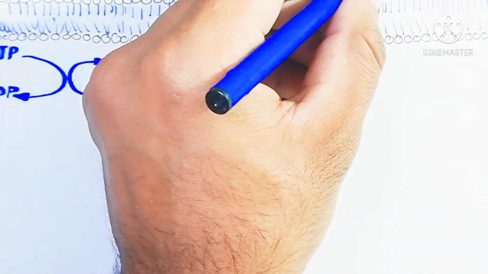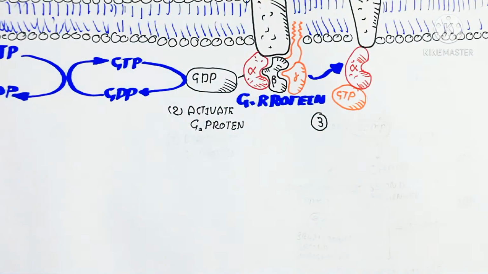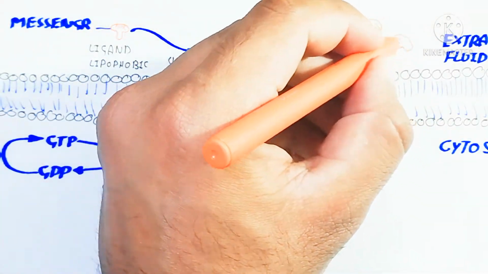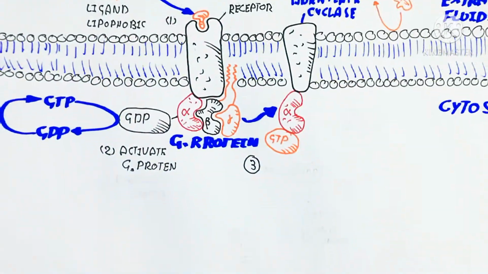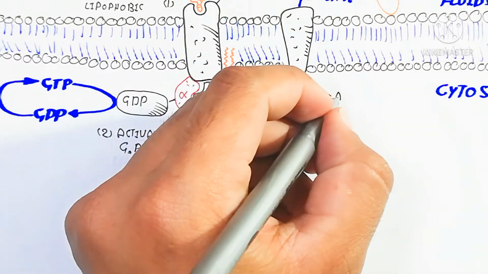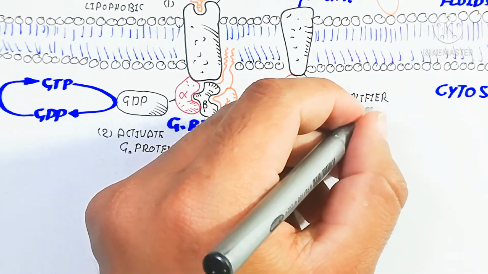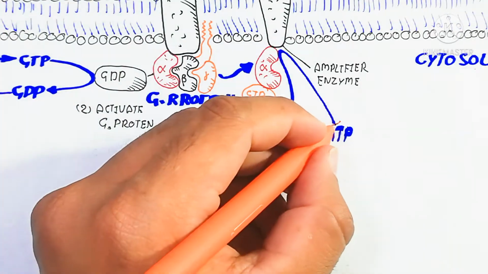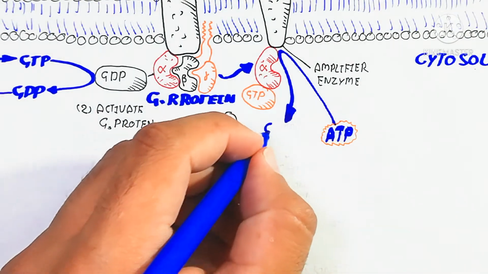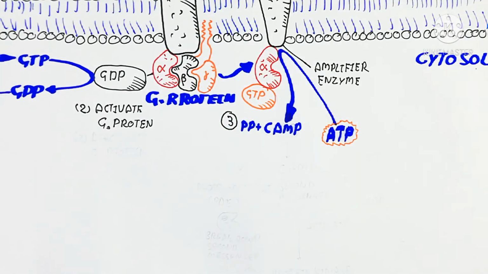So next we will discuss how GDP will be converted into GTP, and the alpha subunit will be released and bind with the adenylate cyclase enzyme. The adenylate cyclase enzyme is the amplifier enzyme, which amplifies and uses ATP to make cyclic AMP, and two phosphate groups will be separated. So this GTP, guanosine triphosphate, will bind with the alpha unit of the G protein.